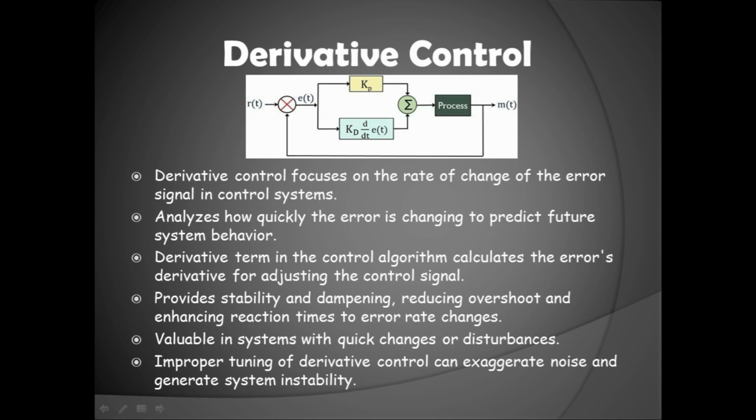So if the error is increasing very fast, the system output will be increased. And if the error is increasing slower, the system output will be less than when the error was increasing fast. If the error is decreasing, also the system output will be decreased as fast as the error is decreasing.